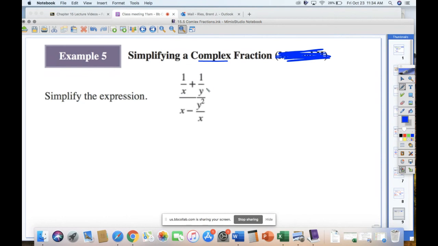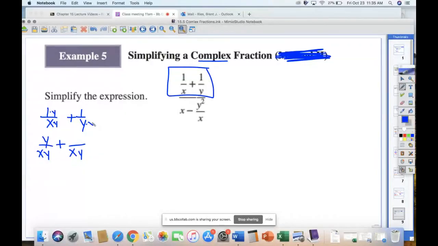So let's look at 1 over x plus 1 over y divided by x minus y squared over x, and let's use the method we know how to do. So I'm going to deal with the numerator, 1 over x plus 1 over y. I'm going to combine them into 1 fraction. X times y gives me a common denominator of xy. How did I go from x to xy? Well, I took it times y, so the top had better be taken times y as well. And I get y over xy.